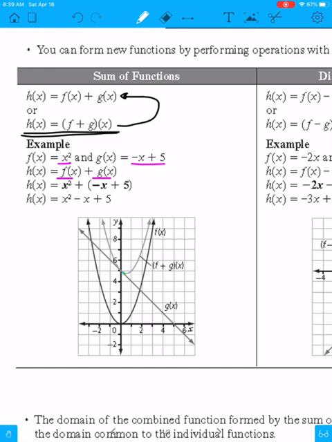And we're going to rewrite the equation. H of x equals f of x plus g of x. And in for f of x, we're going to put x squared because that's what it equals, plus in for g of x, we're going to put negative x plus 5. And when we collect like terms, we get x squared minus x plus 5.